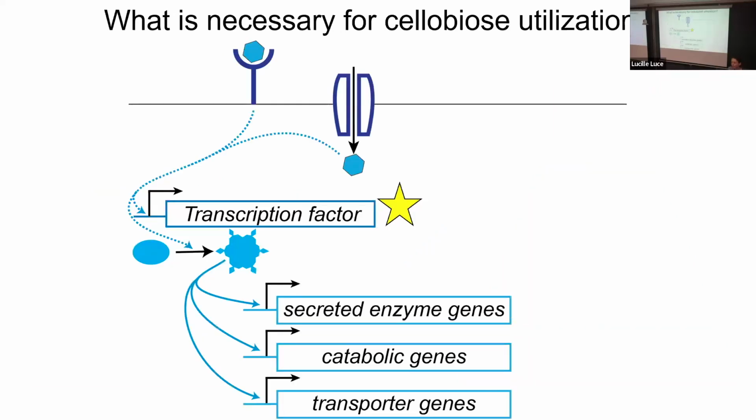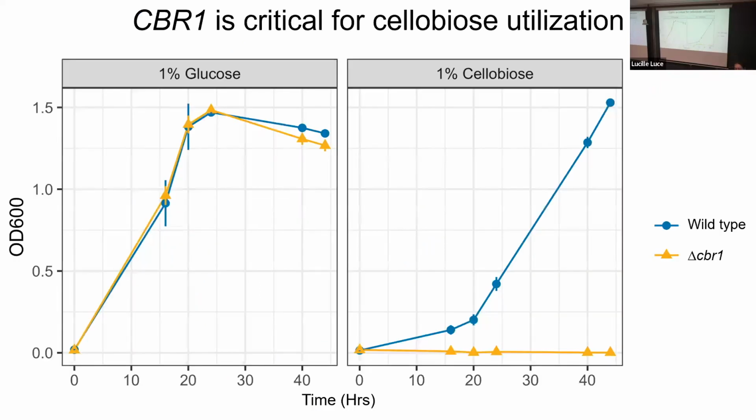And so we found strains that had disruptions in a transcription factor. And so when we made a clean deletion of this transcription factor, which we named CBR1 for cellobiose regulator 1, we see that when we grow it in media containing glucose as the sole carbon source, it's able to grow just as well as wild type. But when we grow it with cellobiose as the sole carbon source, it's completely dead. So this transcription factor is indeed required for cellobiose utilization.